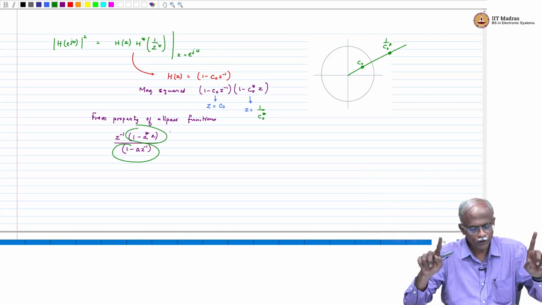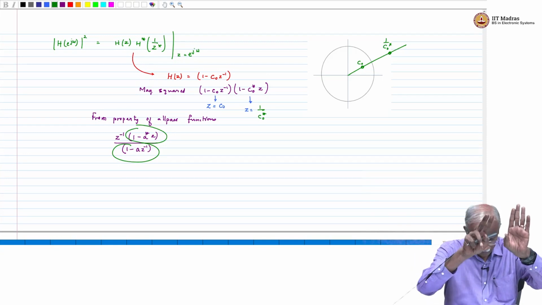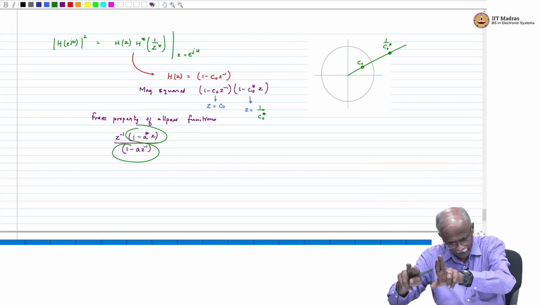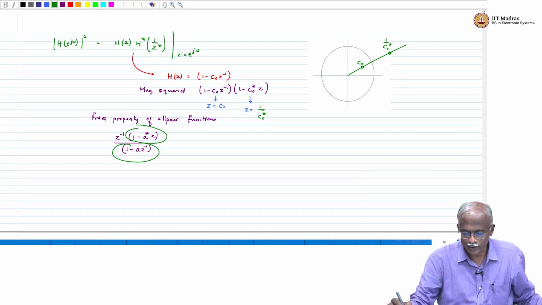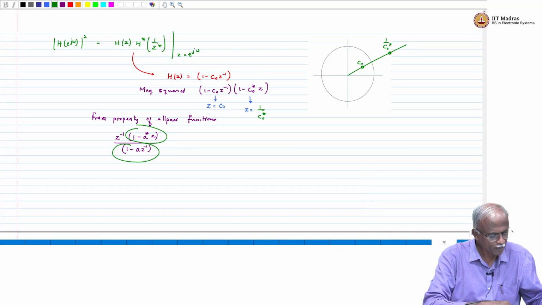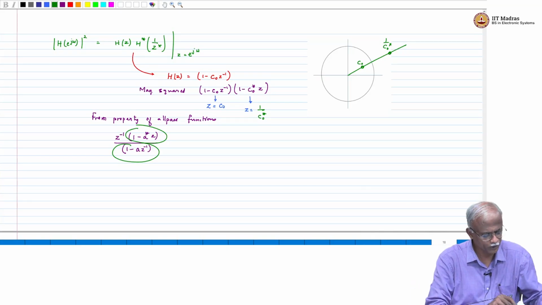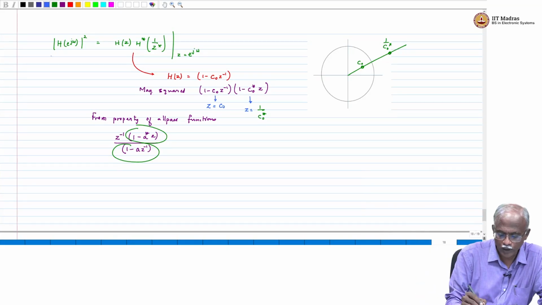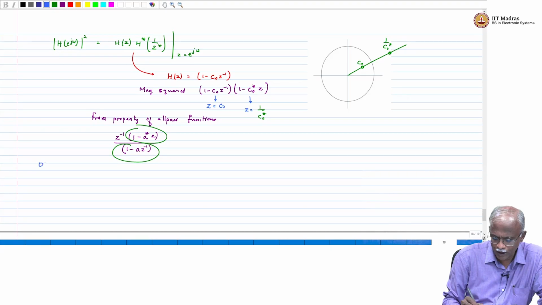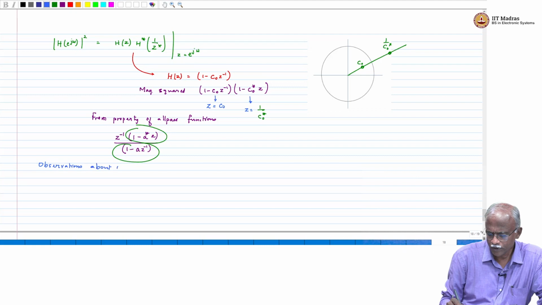Now, of course, magnitude squared response also means that H(e^{jω}) and its conjugate must have the same magnitude response. Both of these have the same magnitude response. So here are the important observations about the magnitude squared transfer function.